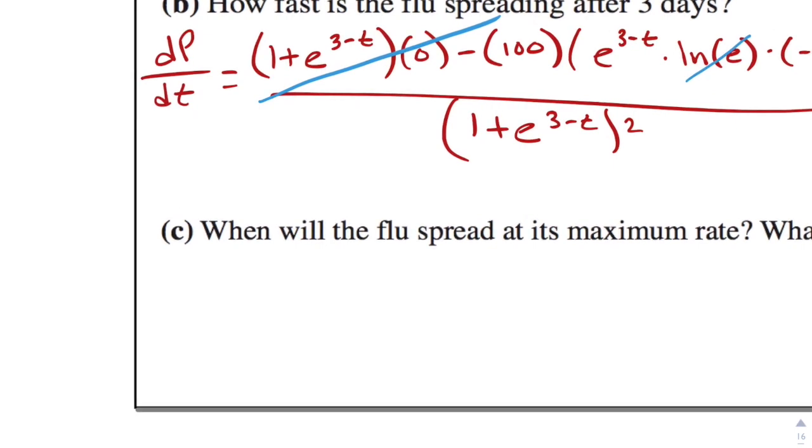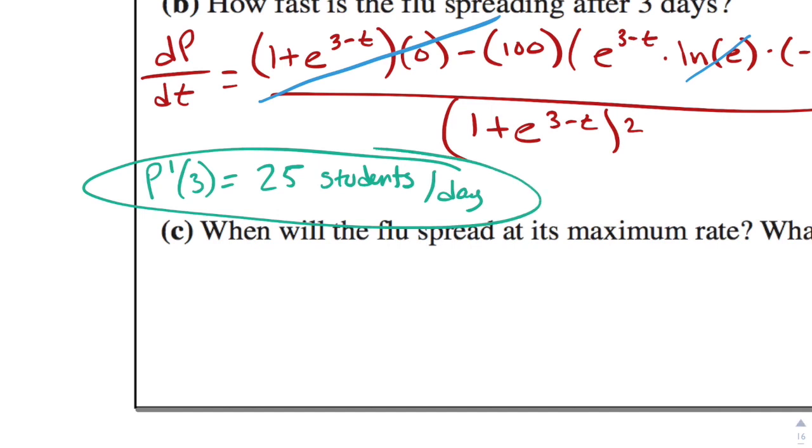How fast is the flu spreading after 3 days? We're going to say P prime at 3 is equivalent to 25 students per day, or 25 cases per day.